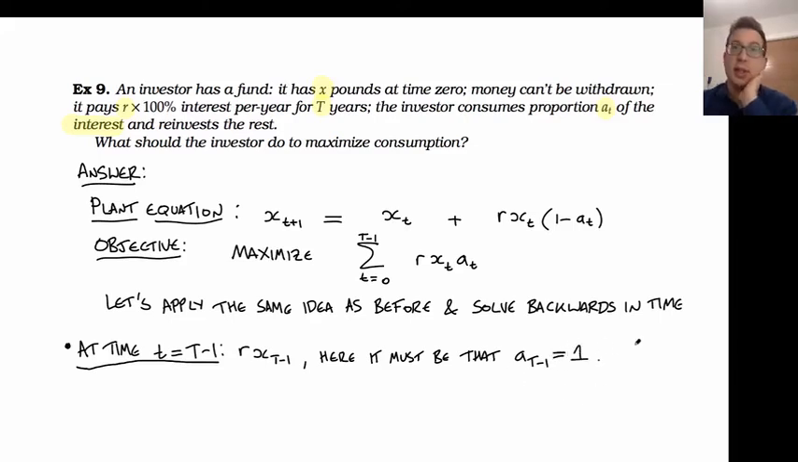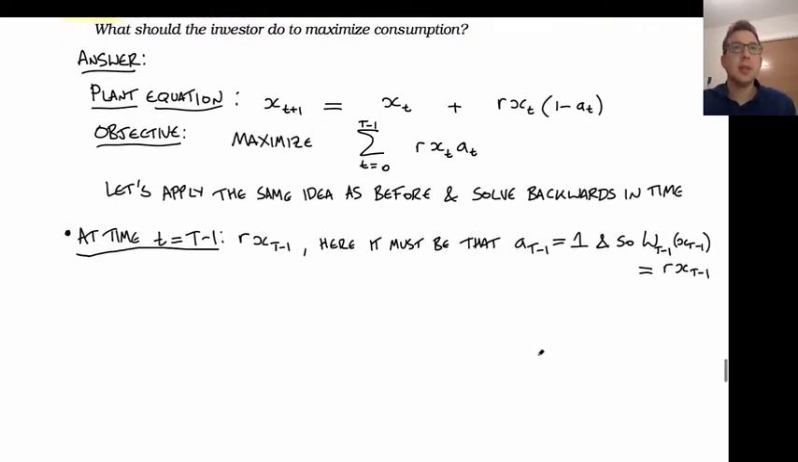All right? And so, w_{T-1} of x_{T-1} is equal to r of x_{T-1}, since you're consuming everything, all of the interest. Okay? So your optimal reward for the last time period is all of the interest that's available. So you don't want to save anything for a later date.